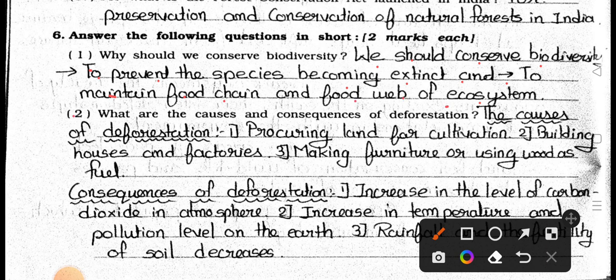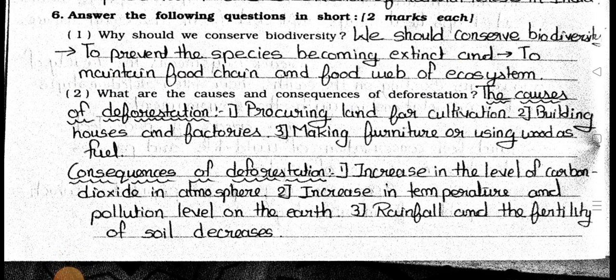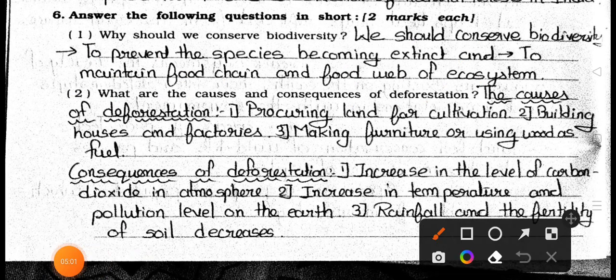Question number 2. What are the causes and consequences of deforestation? Causes of deforestation. Number 1. Procuring land for cultivation. Number 2. Building houses and factories. Number 3. Making furniture or using wood as a fuel.